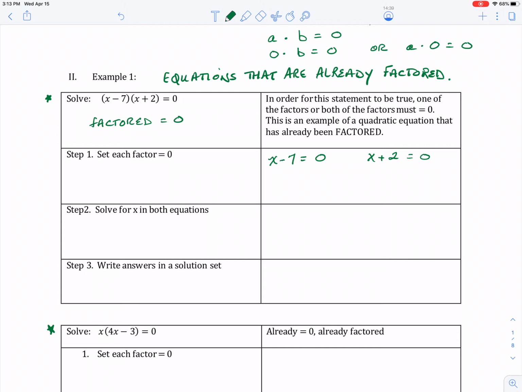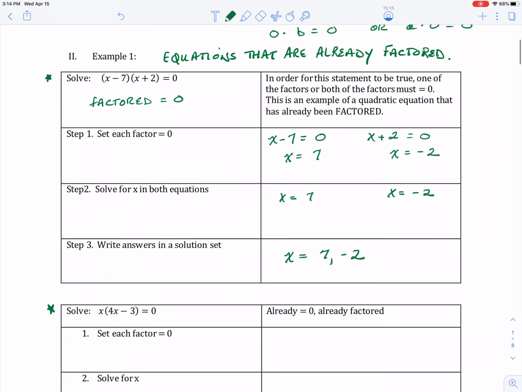So as I solve this, adding 7 to both sides and here subtracting 2 from both sides, I can see that I have 2 answers. The first answer is 7, and the second answer is -2. So usually you'll see this written maybe with the 2 answers separated with a comma. So that's the way you work the first one.